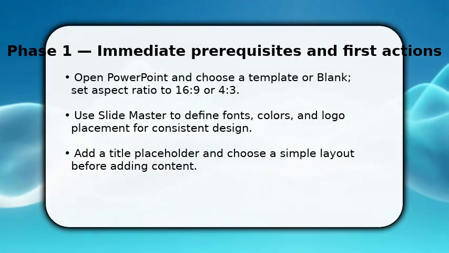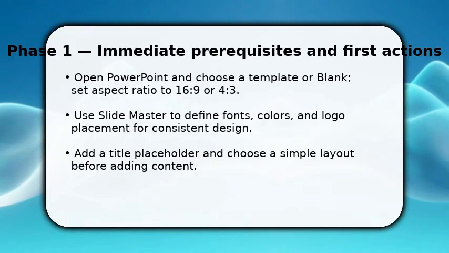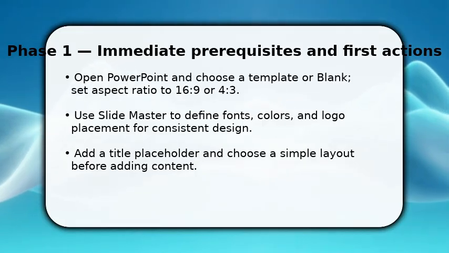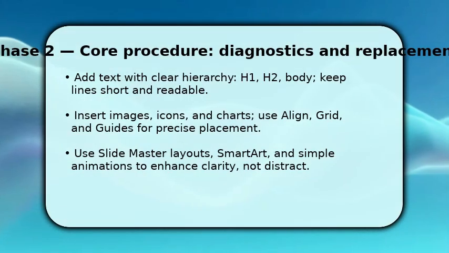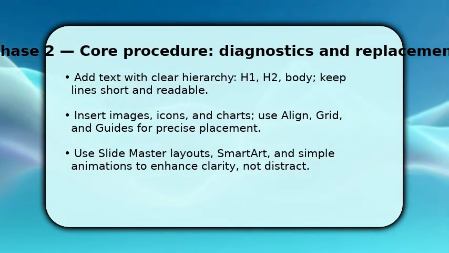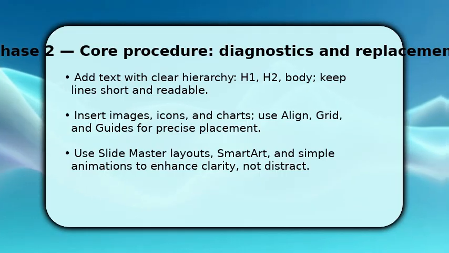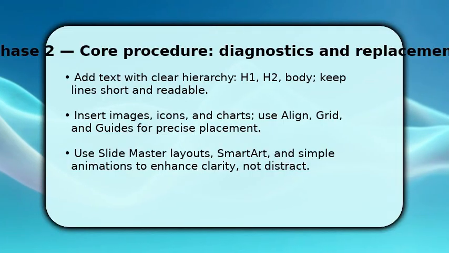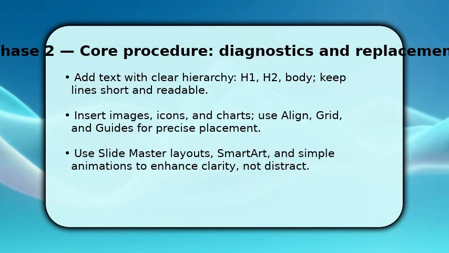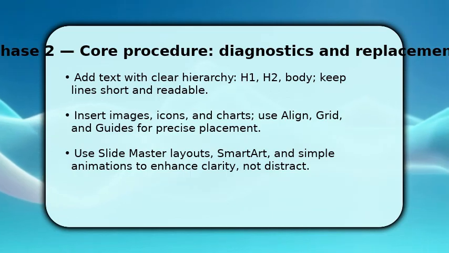Make these initial choices deliberately because they determine legibility and branding, and they prevent rework later when you begin adding content. You now populate the slide with content, starting with a clear text hierarchy: title, subtitle, then body. Once done, place images and charts, and use align, grid, and guides to position elements precisely. This creates visual balance and avoids clutter.